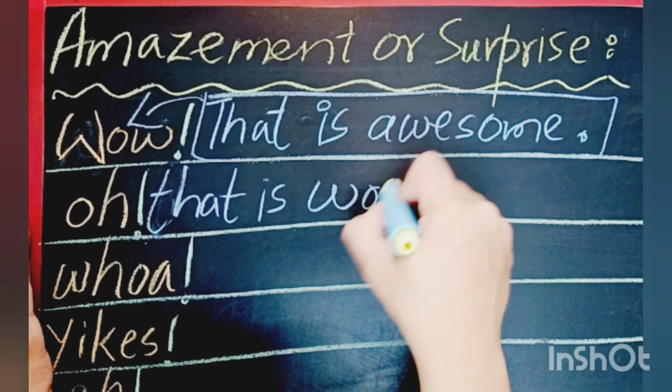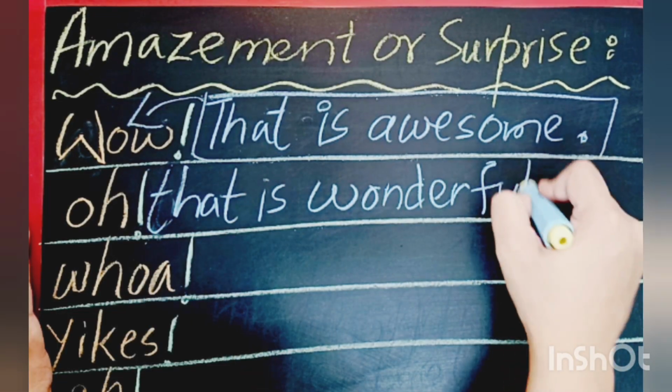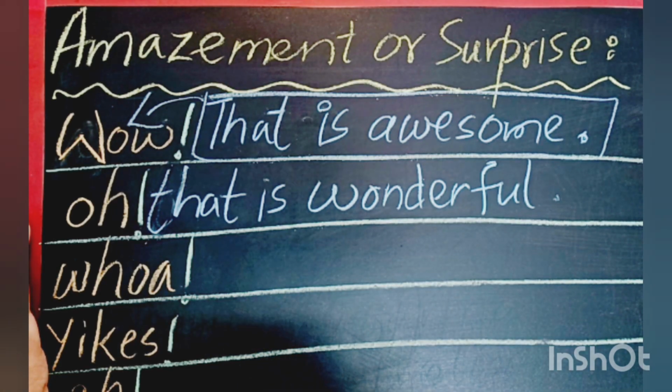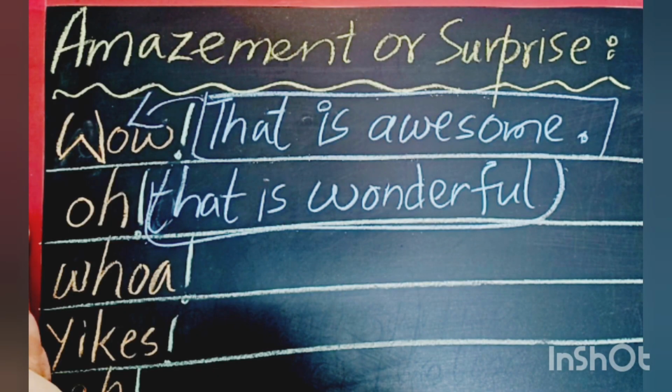Wonderful. Okay, it can also do like that. We can also do like that. Oh, that's very beautiful. So this sentence is showing the excitement, the positive amazement or surprise. But if we say, oh, that's dirty, it's showing our negative feeling or emotion.